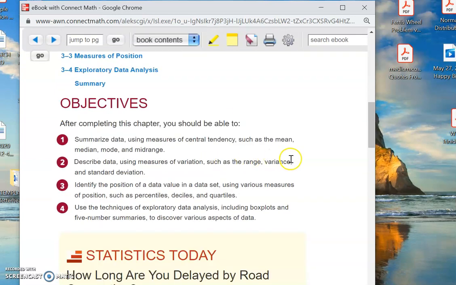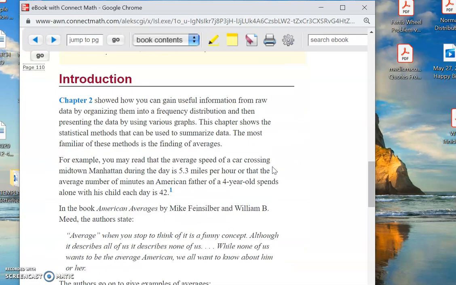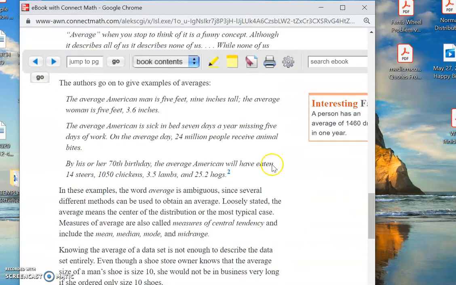All right, now I am begging you, read these objectives. Okay, make sure you read what the objectives are.